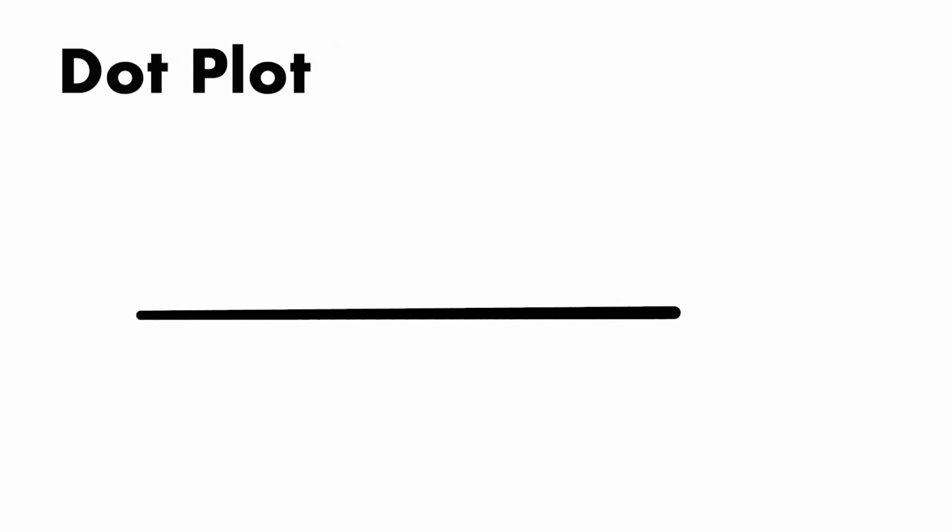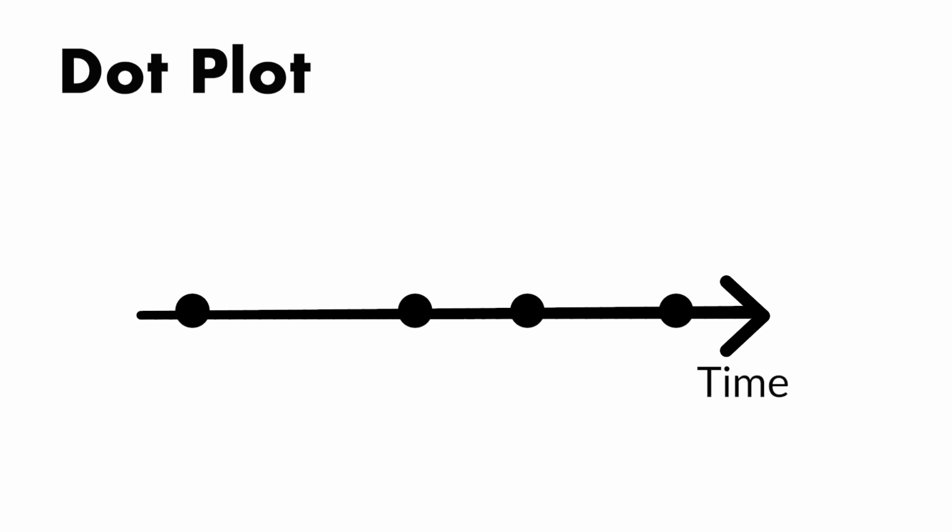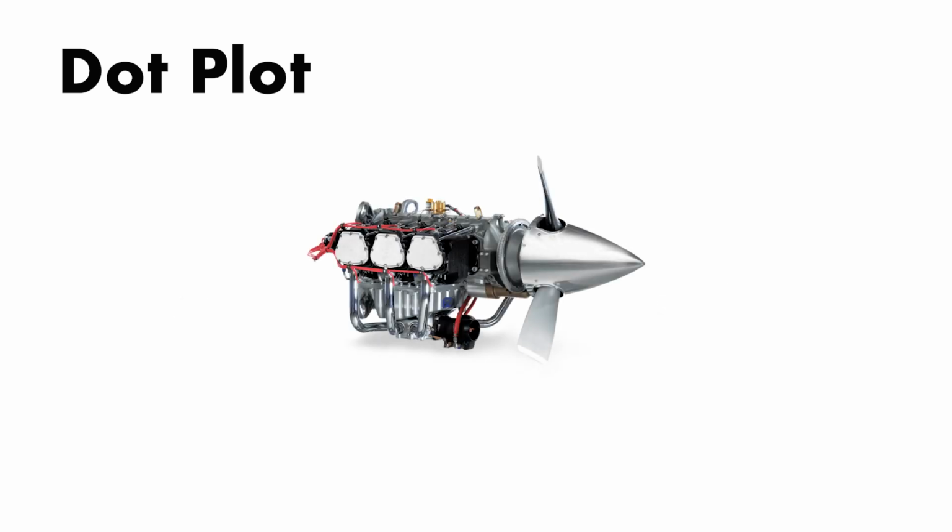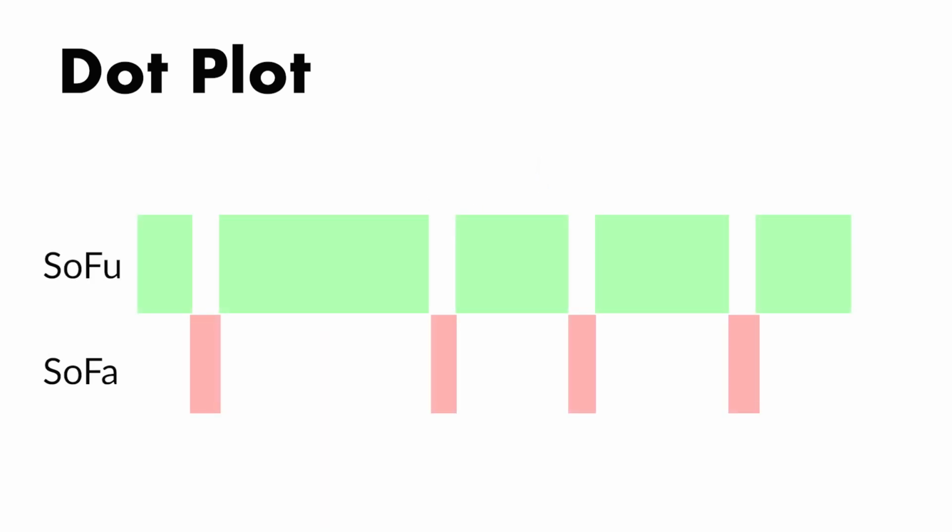A technique that is very useful, and that I will use extensively in this lecture, is the dot plot. How do we construct a dot plot? Imagine that you have a repairable system that has 4 failures. You can draw the functionability profile of such a system. Based on the functionability profile, we can construct a dot plot by ignoring the maintenance times.